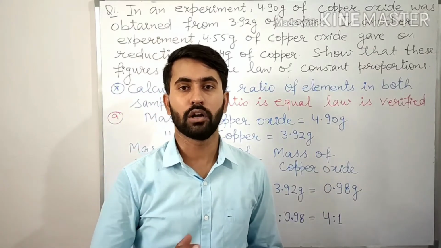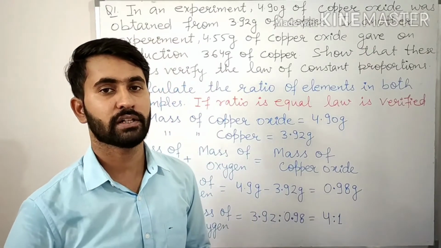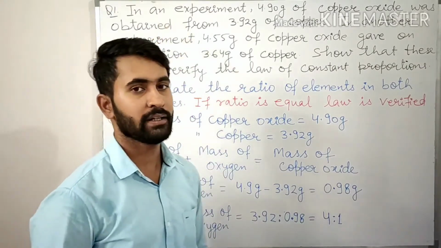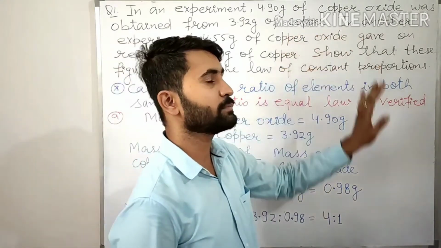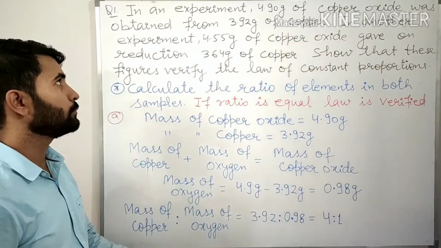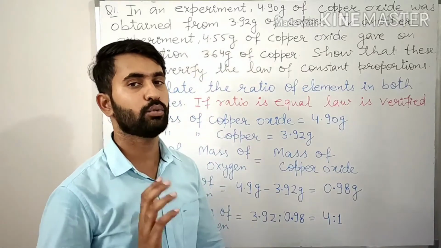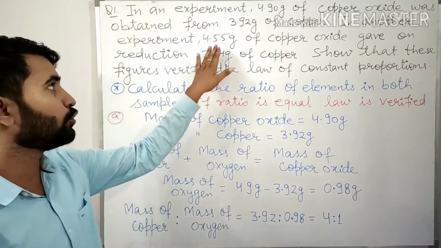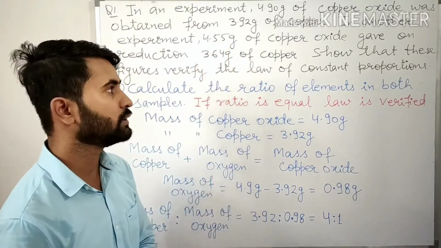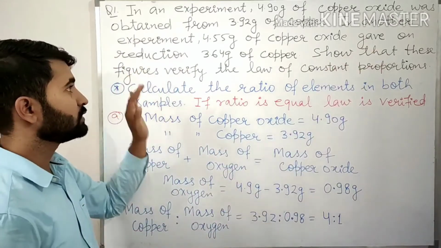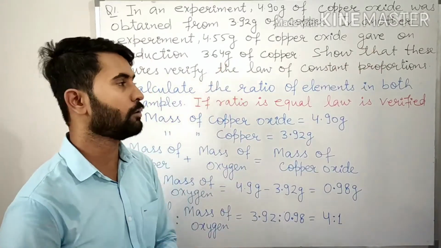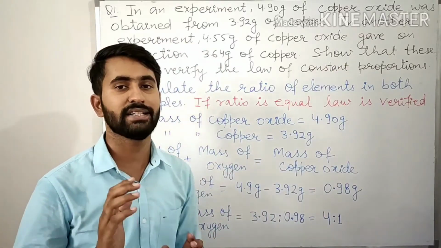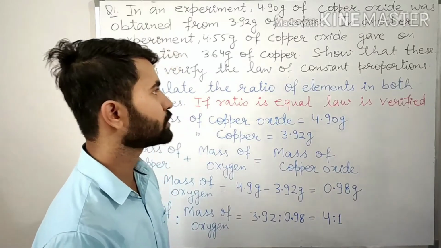So now we will solve a question based on the law of conservation of mass. The question is, in an experiment, 4.90 grams of copper oxide was formed from 3.92 grams of copper. And in another experiment, 4.55 grams of copper oxide gave on reduction 3.64 grams of copper.